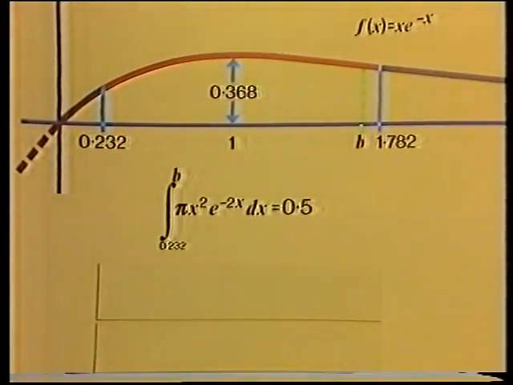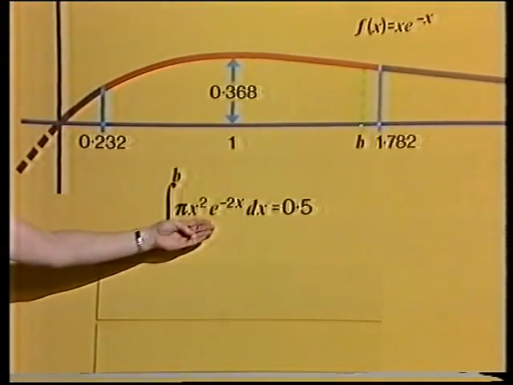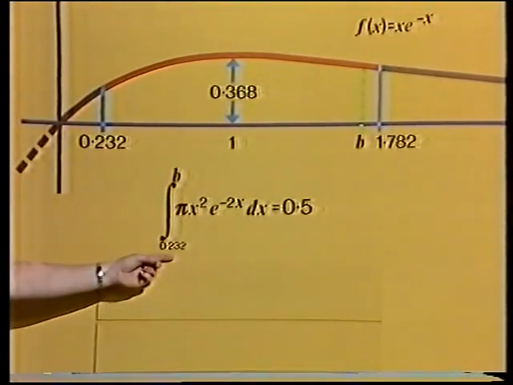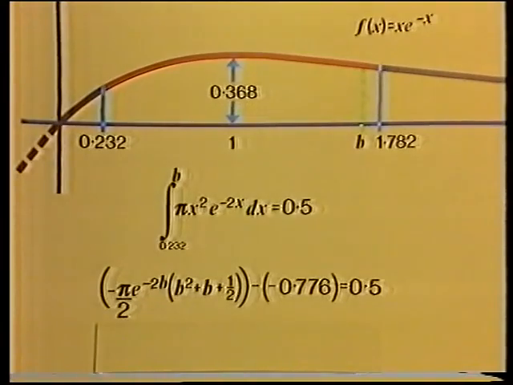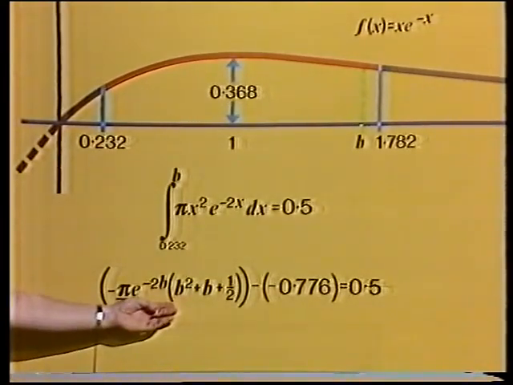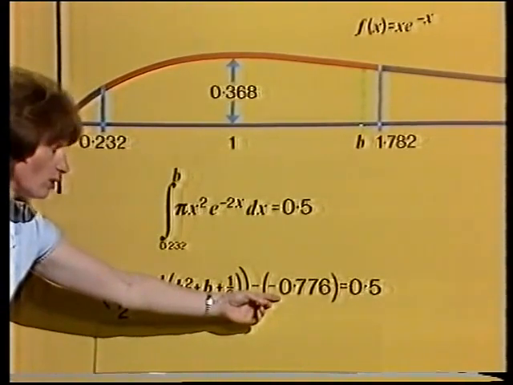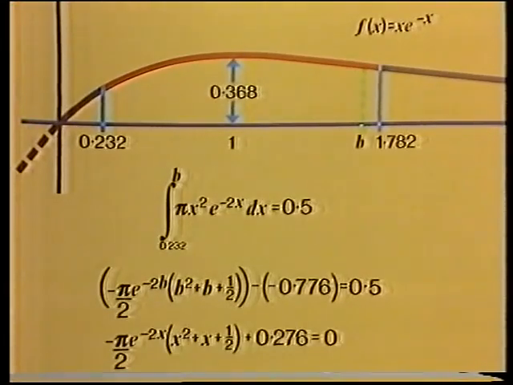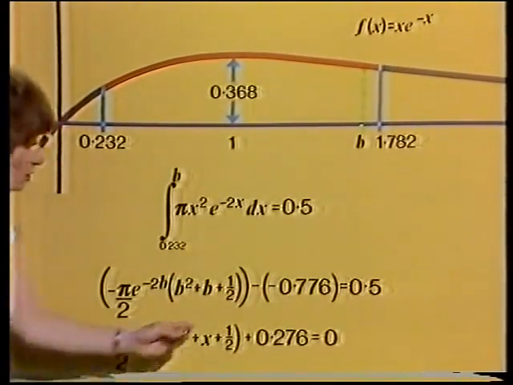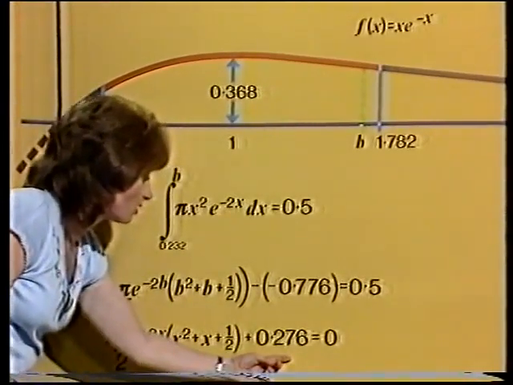In other words, the difference between the values of the primitive of this at b and 0.232 is 0.5. But Mike found a primitive for this earlier in the program, which gives this equation. Here's the value at b, and this is the value at 0.232. And this just tells us that b is one solution of this equation in x. Here we've got the variable x instead of the solution b, and the two constant terms have been combined to give this.